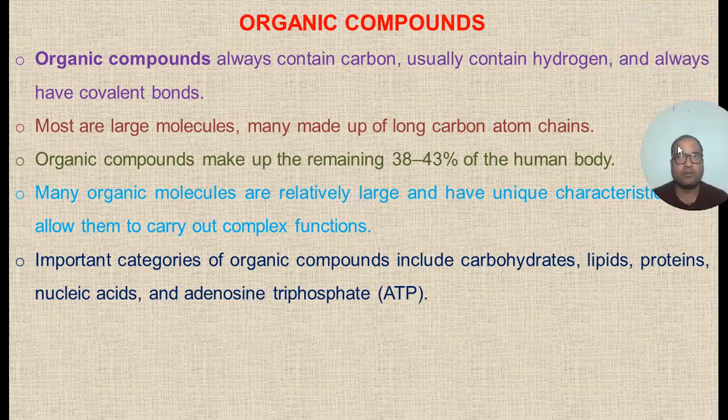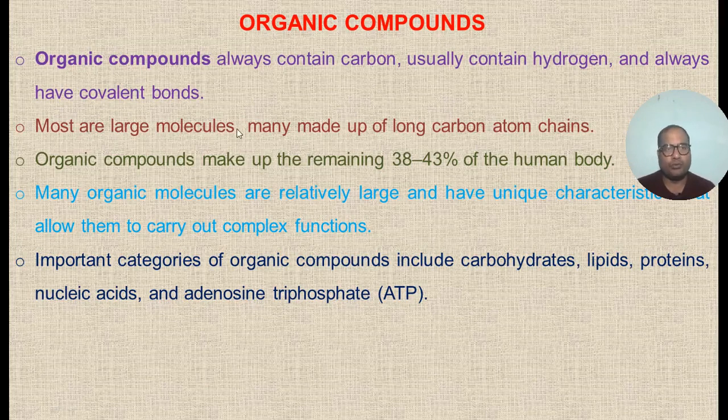Next, organic compounds. Organic compounds always contain carbon, usually contain hydrogen, and always have covalent bonds. In the earlier slide, inorganic compounds could also contain carbon, but here the compounds contain carbon and usually hydrogen with it, and always have covalent bonds. Inorganic compounds may have ionic or covalent bonds, but organic compounds always have covalent bonds. So this is a bigger structural difference.